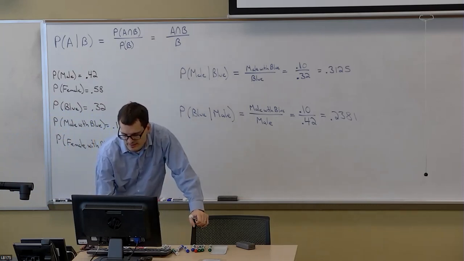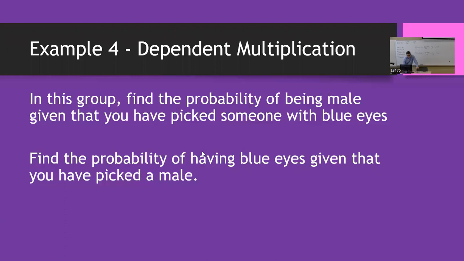I want you to do the same thing with those same numbers, except this time, use female instead of male. What's the probability of being female given that you have blue eyes? And what's the probability of having blue eyes given that you are female? In this group, obviously.